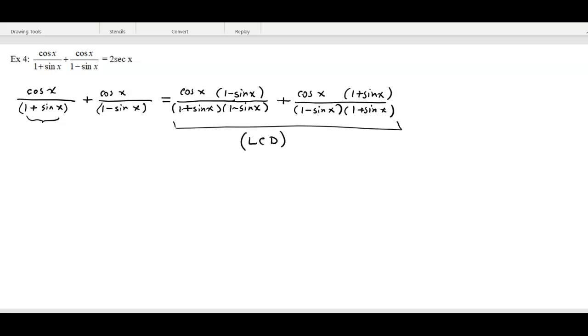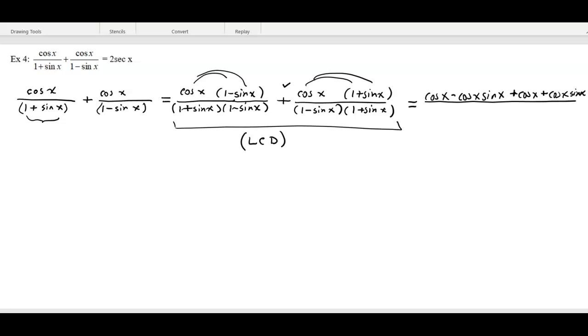Now, I'm going to actually simplify all this. So I am going to distribute here, so I have cosine of x times negative sine of x is negative cosine of x sine of x, plus, so there's my plus sign, cosine of x times 1 is cosine of x, plus cosine of x times sine of x is cosine of x times sine of x.